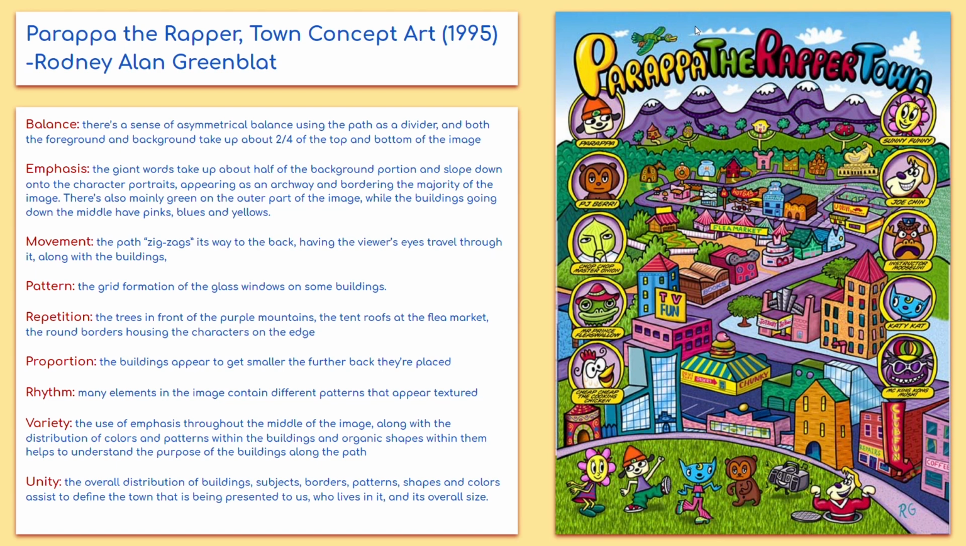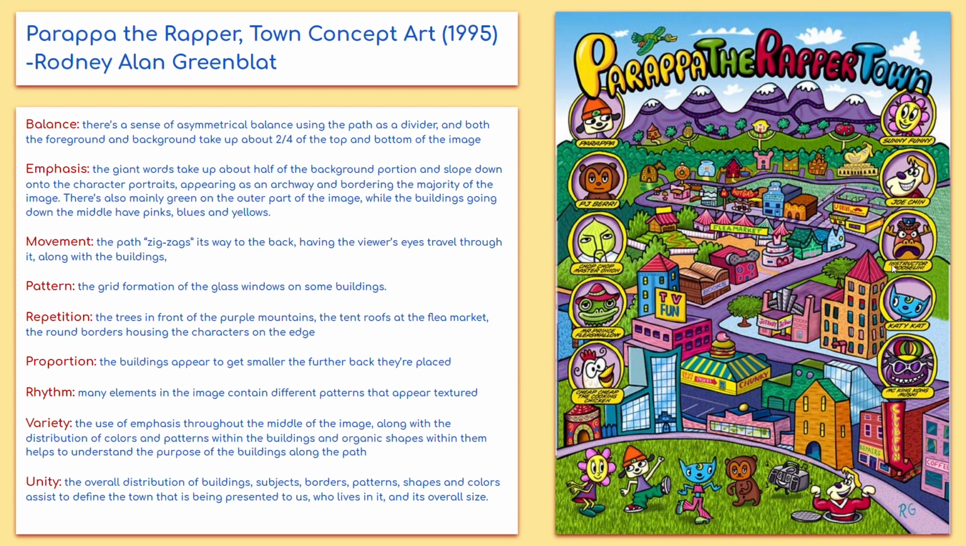And the emphasis is on the name of the actual poster with the Parappa the Rapper Town. And it arches along into these character profiles, so it borders the top all around. So that really sticks out, along with the bright primary colors. The bright yellow just kind of directs your eye all around.